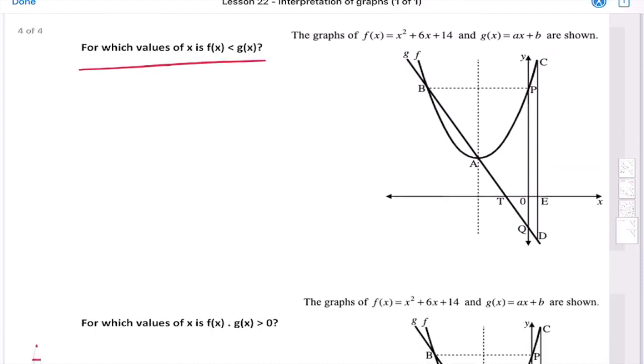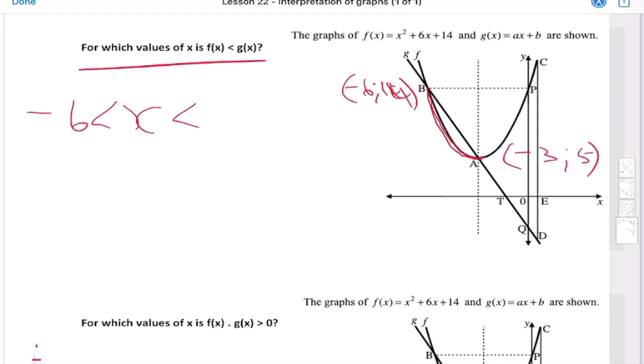Now, for which values of X is the function F smaller than the function G? F of X smaller than G means F of X is below the graph of G. So you just look at your graph and you check where F of X is below G. You will notice from B there, after B there, our F of X up to point A there. This is the only place where F of X is smaller than, or is below, the graph of g. Therefore, x must be greater than negative 6, but smaller than negative 3.